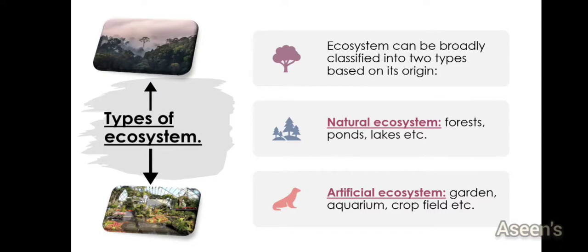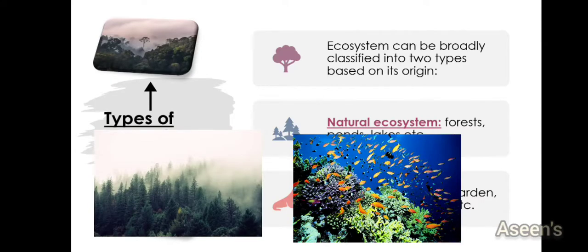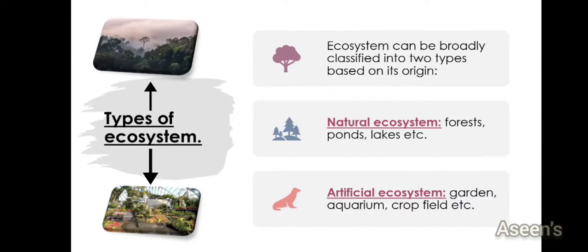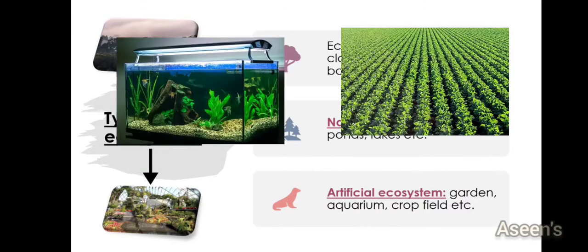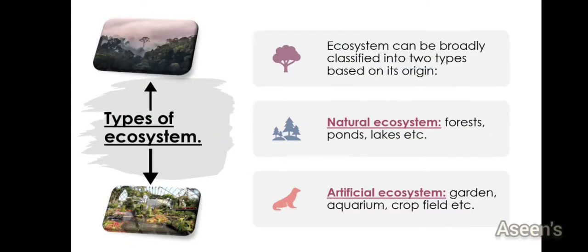Next, let's talk about types of ecosystem. In short, there are two types of ecosystem, natural and artificial. As the name suggests, natural ones are the ones which are naturally present, for example forests, ponds, lakes, etc. Whereas artificial ones are the ones which are man-made, for example aquarium, garden, crop field. All these are created by man, hence we call them artificial ecosystems.